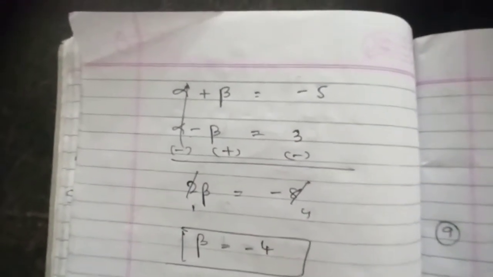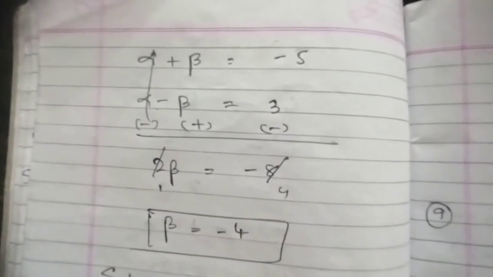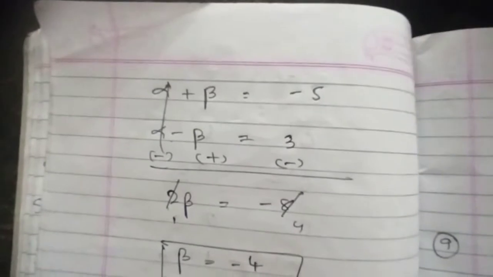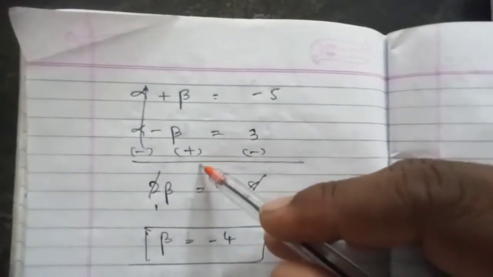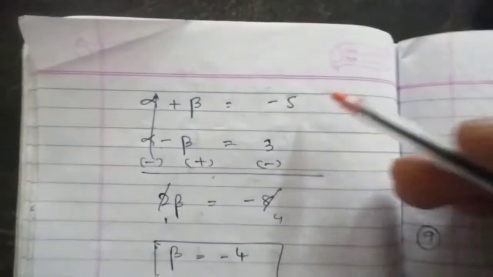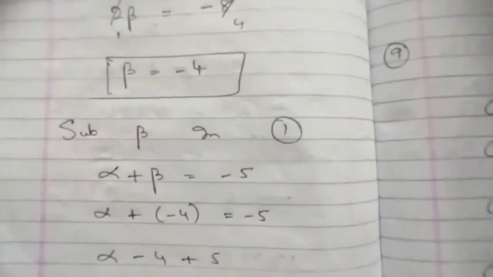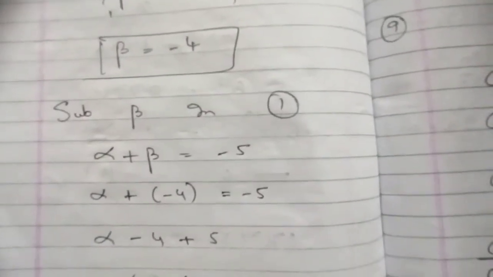If you solve, plus into minus, minus into minus becomes plus, and alpha gets cancelled. Minus beta will become plus beta. So beta plus beta is 2 beta, and 5 minus 3 is minus 8. If you eliminate this, you will get beta equal to minus 4. Substitute beta in equation 1, and you will get alpha. Alpha will be minus 1.